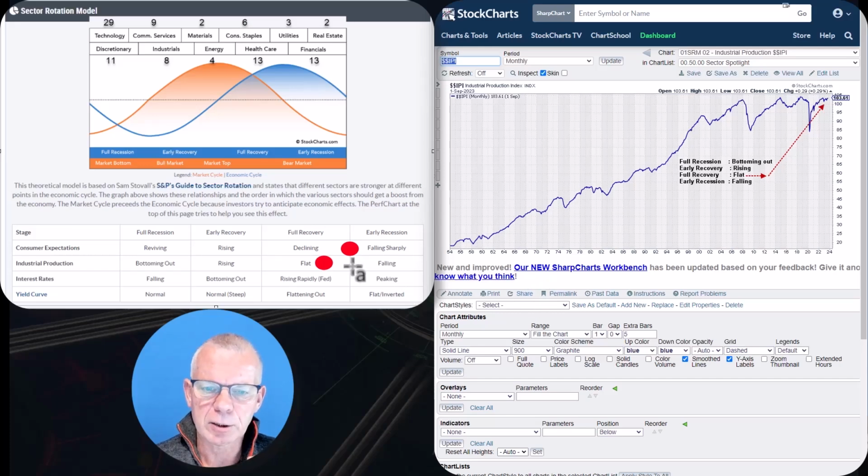So we had consumer expectations kind of here, and then we've got industrial production as a full recovery. So that would be here, like flat.